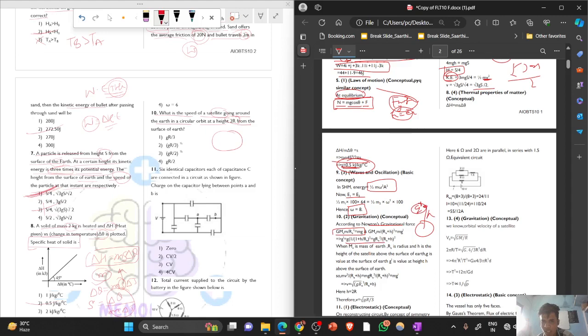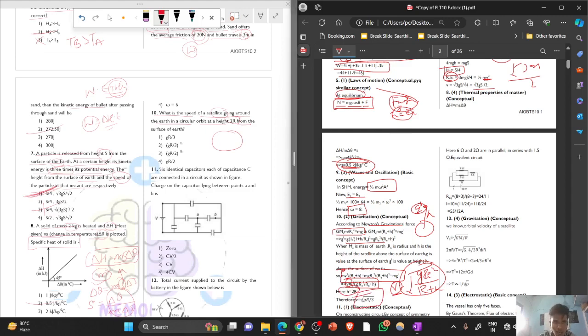Once you know it, you can easily apply conservation of energy from here, and you can calculate the general value of velocity. That will be simply under root of g R square upon R plus h, where R is the radius of the earth. This is your general velocity. Now putting the value of h, h is 2R, your velocity will come out to be root under gR by 3. Option second will be your correct answer.